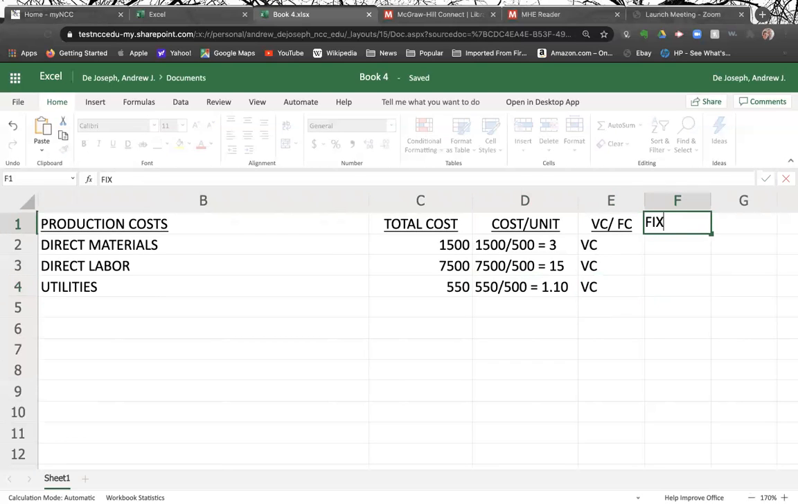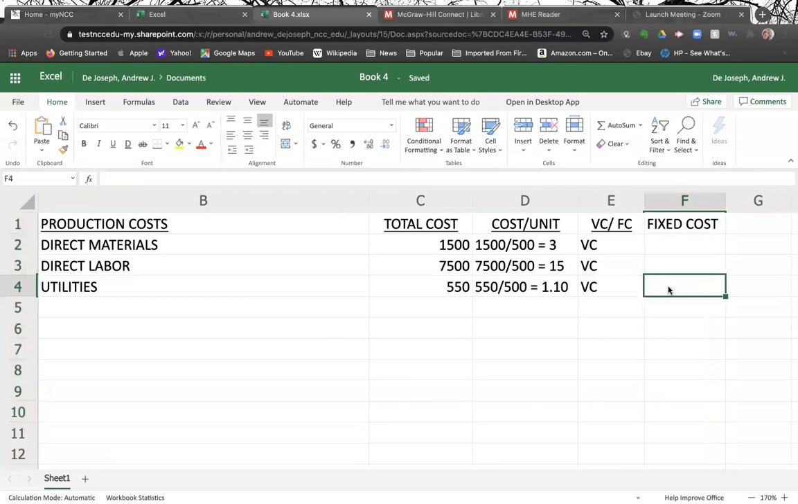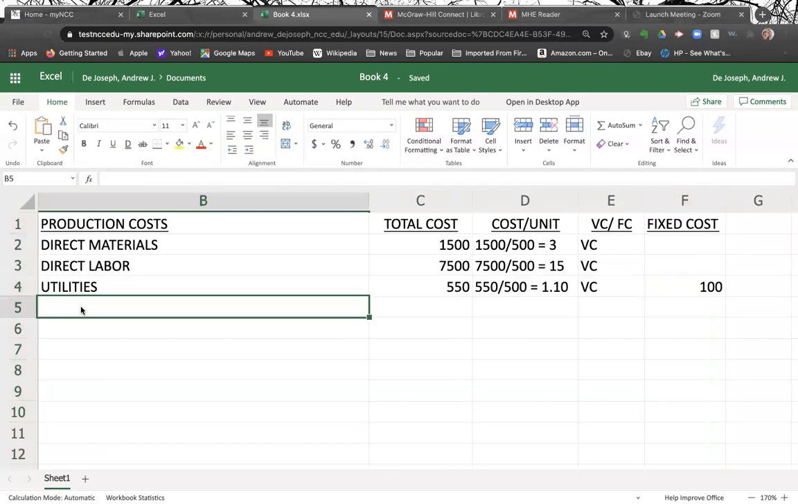And fixed cost, let's make another column. Fixed cost is 100. And we don't have to worry about per unit with fixed. They're not asking for that. Okay.